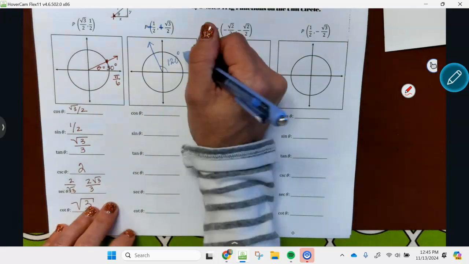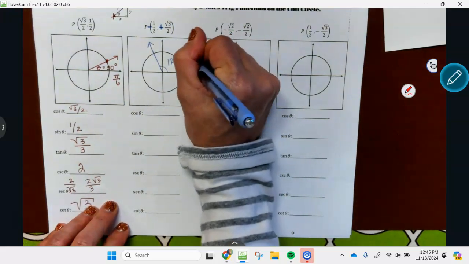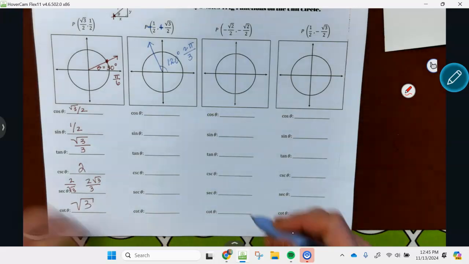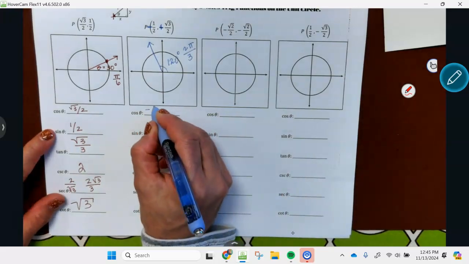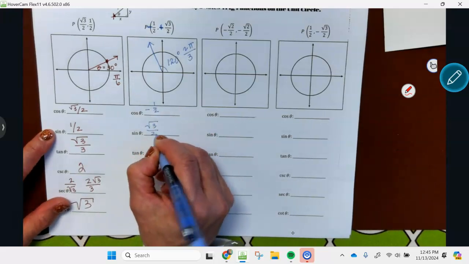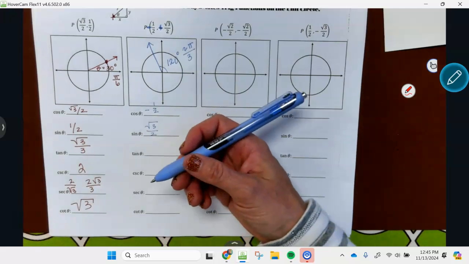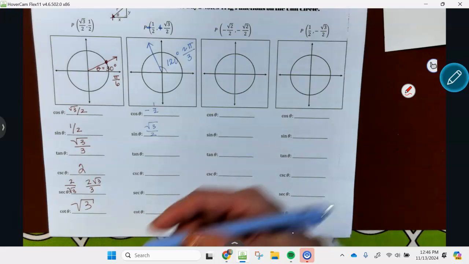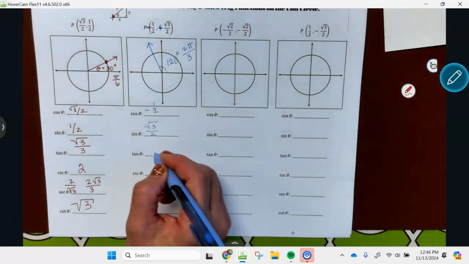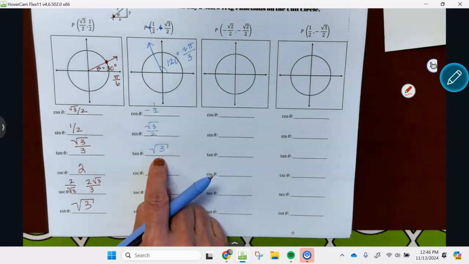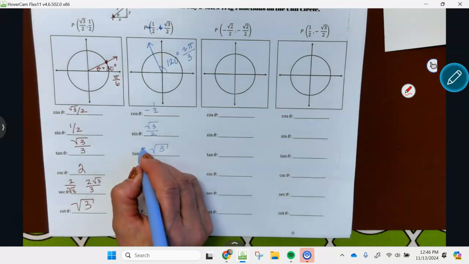2 pi over 3. Good job. All right. Cosine, so easy. Just copy down negative 1/2. Sine is going to be positive root 3 over 2. Tangent, look. How many 3's are in the radians for this? Then tangent is 1/3. But you have to remember we're in quadrant 2. This is negative.